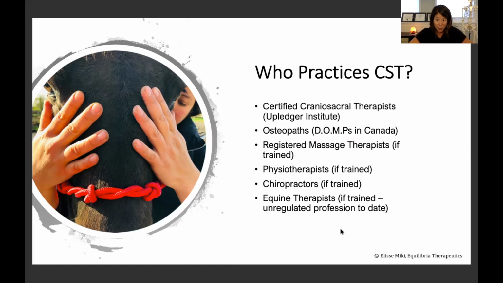As far as equine therapists, since we're in an unregulated profession here in Canada, there is no legislation on who may or may not practice this, because technically nobody is supposed to be practicing except the veterinarians. So this may change as regulations change, but at this point, there is no regulation on who specifically can or cannot practice craniosacral on horses.